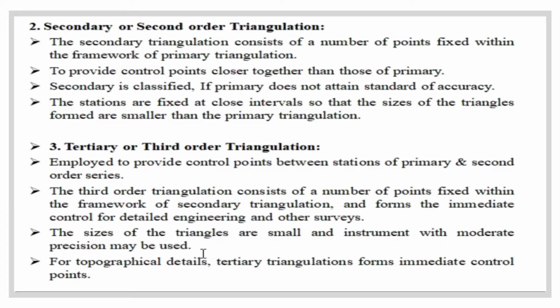Third, tertiary or third-order triangulation, is employed to provide control points between stations of primary and secondary order series. The third-order triangulation consists of a number of points fixed within the framework of secondary triangulation and forms the immediate control for detailed engineering and other surveys.